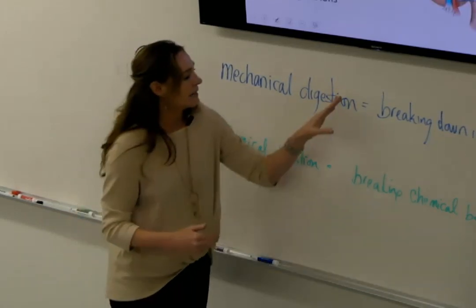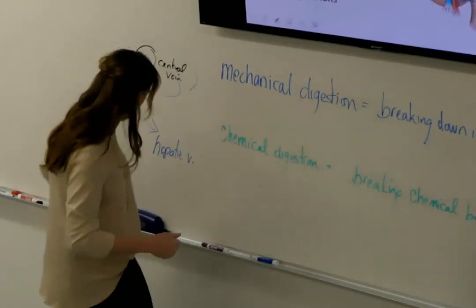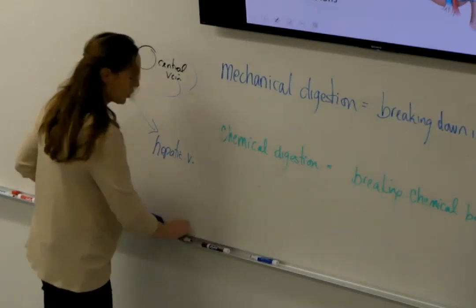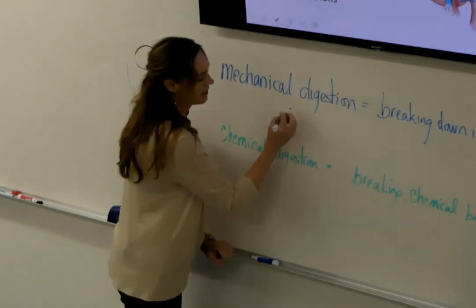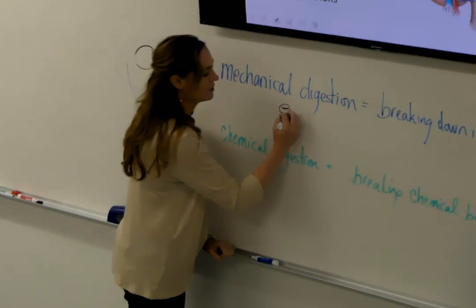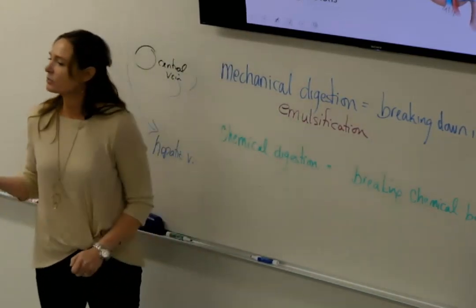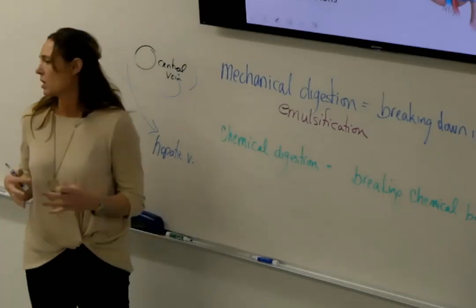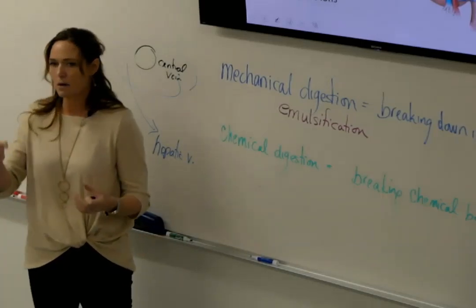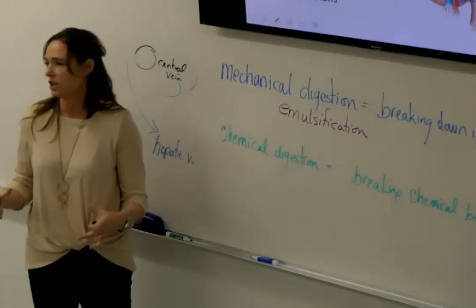So it does mechanical digestion of fats, but the term for that, which is coming up when we do digestion, is known as emulsification. And that's just breaking fat up into smaller pieces. So you have smaller droplets of fat rather than one giant oil slick.